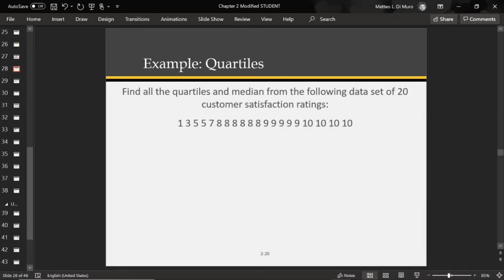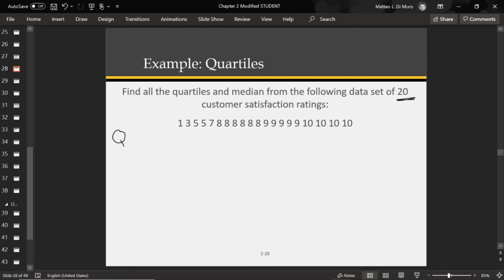So here's an example where we're going to find all the quartiles and the median for the following set of data, which are 20 customer satisfaction ratings. Now, we already put them in order from smallest to greatest, which is something that you must do when you're doing quartiles and percentiles and things like that. And how do we do it? Well, here it is, the formula.